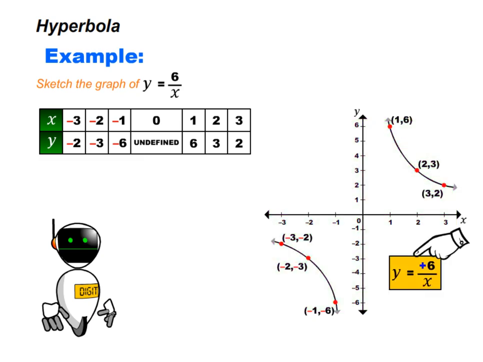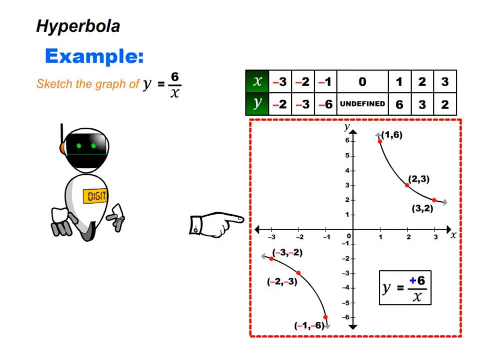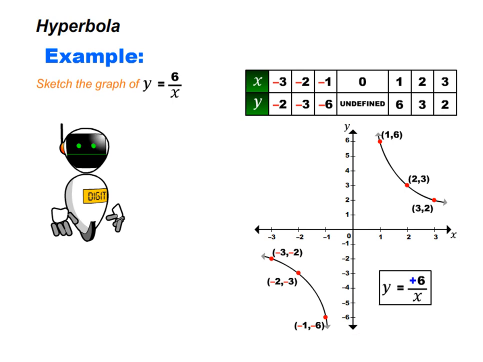Look at this equation. This equation has a positive sign, which confirms that this graph will lie in the first and third quadrants. Look at the graph. You will see that the graph does not touch the x-axis and it does not touch the y-axis. Phoenix, please explain why the graph does not touch the y-axis.